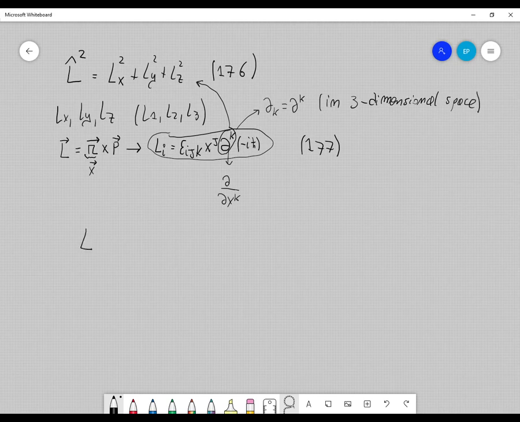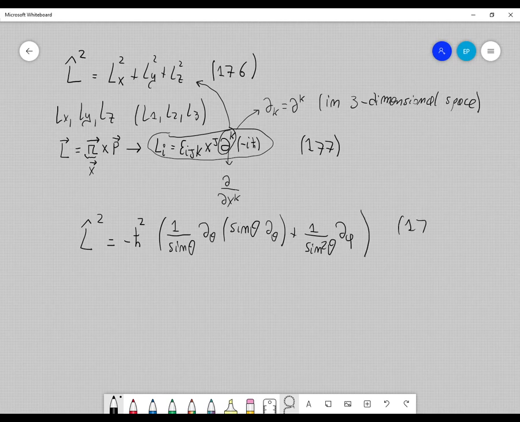And you could also find an expression for L squared by using polar coordinates. So if you switch to polar coordinates, you can find an expression which we will not use. But just to show you that it's kind of a complicated expression, which in principle you can derive just by using concepts of calculus, derivatives, and so on and so forth. You have minus h bar squared, 1 over sine theta, d theta, sine theta, d theta, plus 1 over sine squared theta, d squared with respect to phi, and this is 178, let's say.